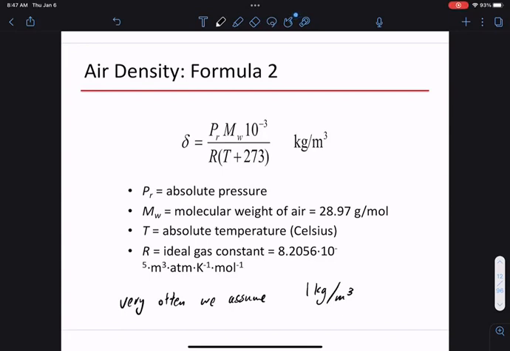So if you see a problem that doesn't give you the density, but also doesn't give you the parameters to compute the density, the assumption is almost always that air is 1 kilogram per meter cubed. In a lot of software, or in a lot of papers, they just assume this. So it's a nice round number. It's not exactly right, but it's good enough for a lot of our purposes. Right, so this is the assumption we make.